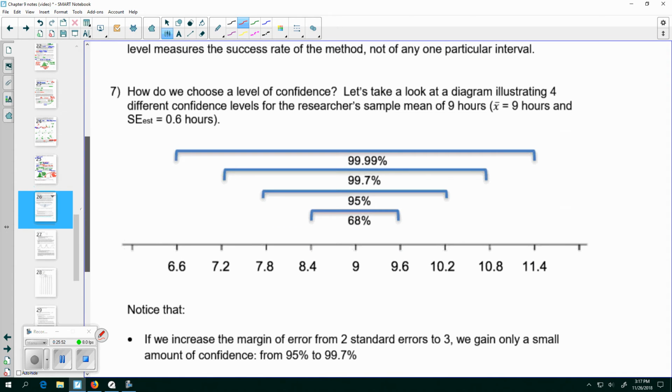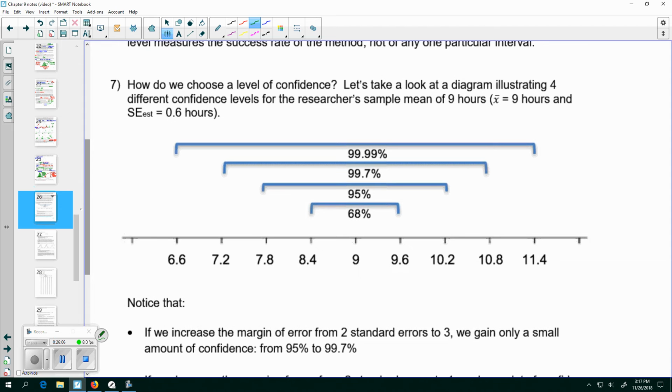All right, so how do we choose a level of confidence? Let's take a look at a diagram illustrating 4 different confidence levels for the researcher's sample mean of 9 hours. The X-bar was 9 hours, and the estimated standard error was 0.6 hours. And this is a very similar diagram to what we saw in chapter 7. We're going to look at a confidence level of 68%, which, note, is just one standard error.